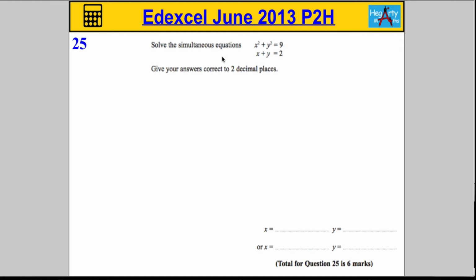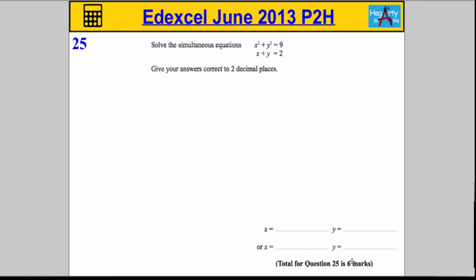Q25. Solve the simultaneous equations. X squared plus y squared equals 9 and x plus y equals 2. It says give your answers correct to 2 decimal places. So I'm already quite suspicious about this question. I think we're going to have our hands full.